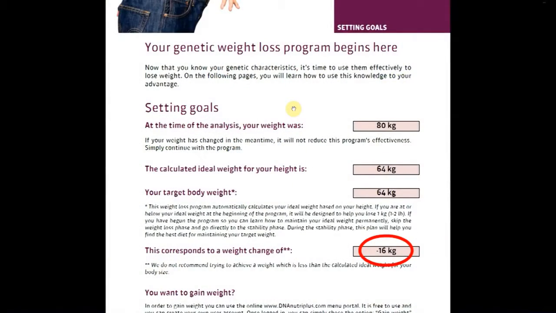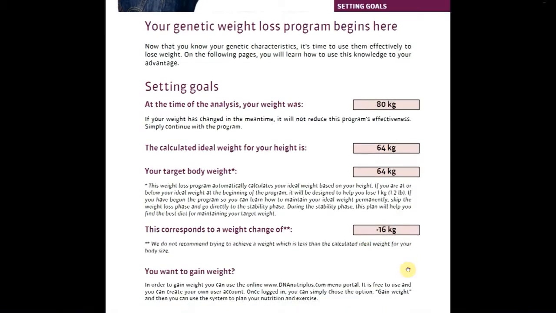So be aware, it's ultimately your decision and your responsibility. The aim now, in the first phase of the program, is to go from your current weight to your target weight. And this would be, in this case, 16 kilograms. It might be a different number for you.